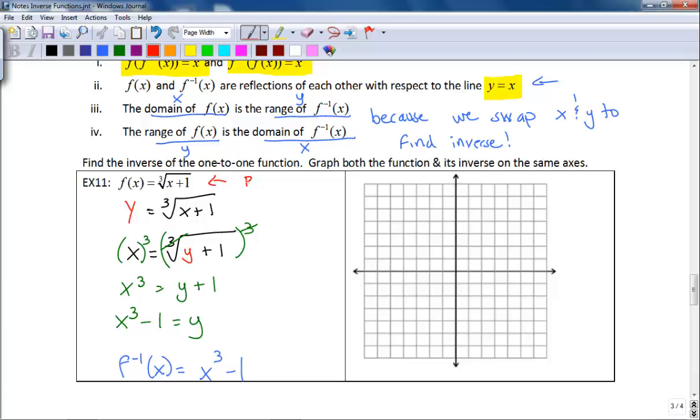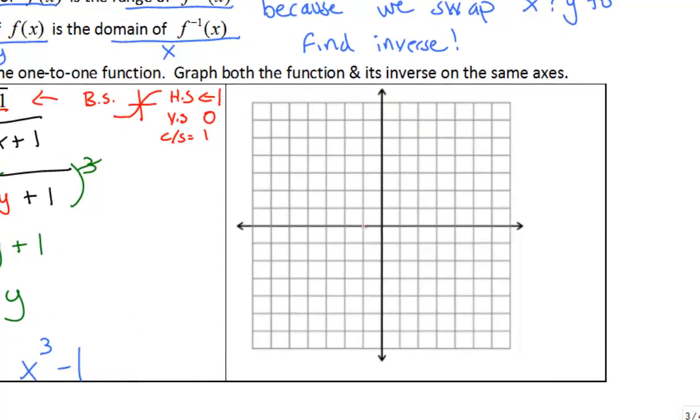Well, what is this? Its basic shape is the cube root function. It has a horizontal shift of left 1. It does not have a vertical shift. And its compression stretch is the number in front out here, and that's going to be 1. So let's draw that. Horizontal shift of 1, vertical shift of 0 puts us right here. Compression stretch is 1, so I go up 1, right 1, down 1, left 1, and then I go ahead and draw that function. So this is the graph of f.